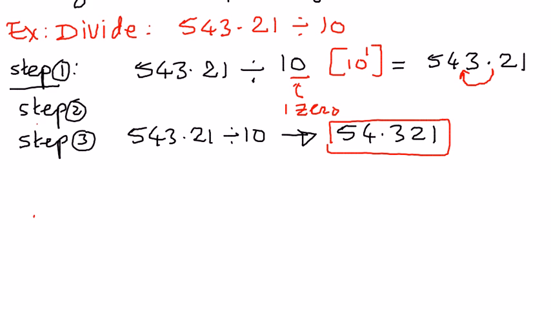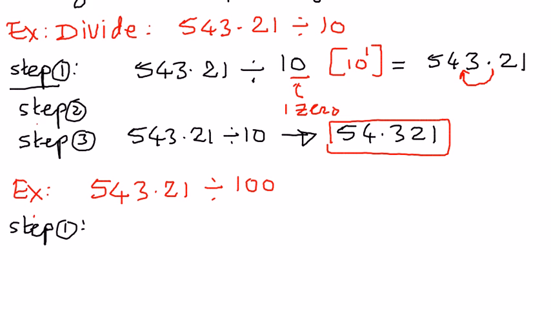We'll take another example now. In this example we're going to see how we can divide by 100. We'll take the same number, 543.21, and we're dividing it by 100. So the procedure here is as follows. Step number 1, write the number down.